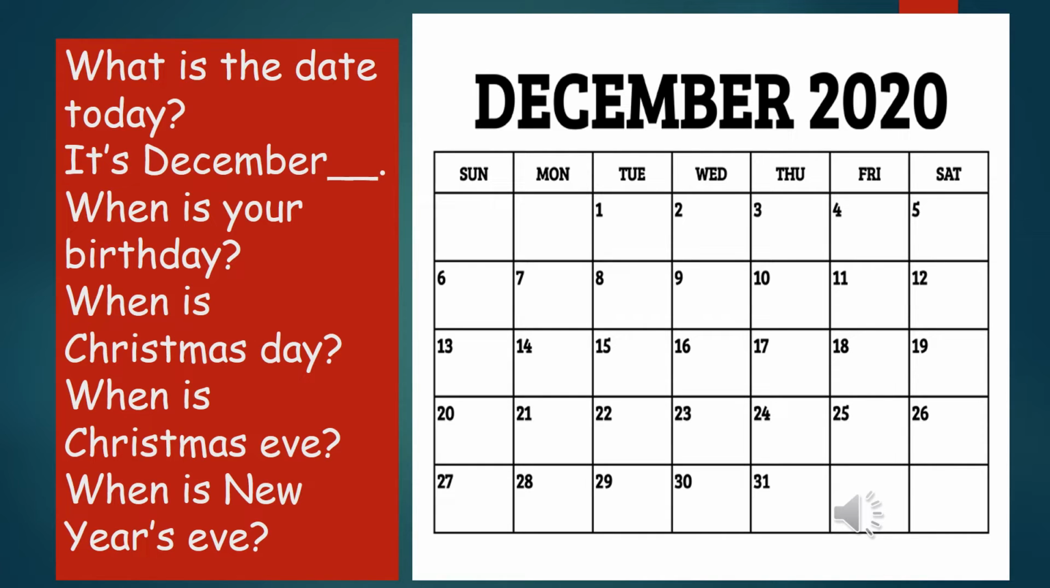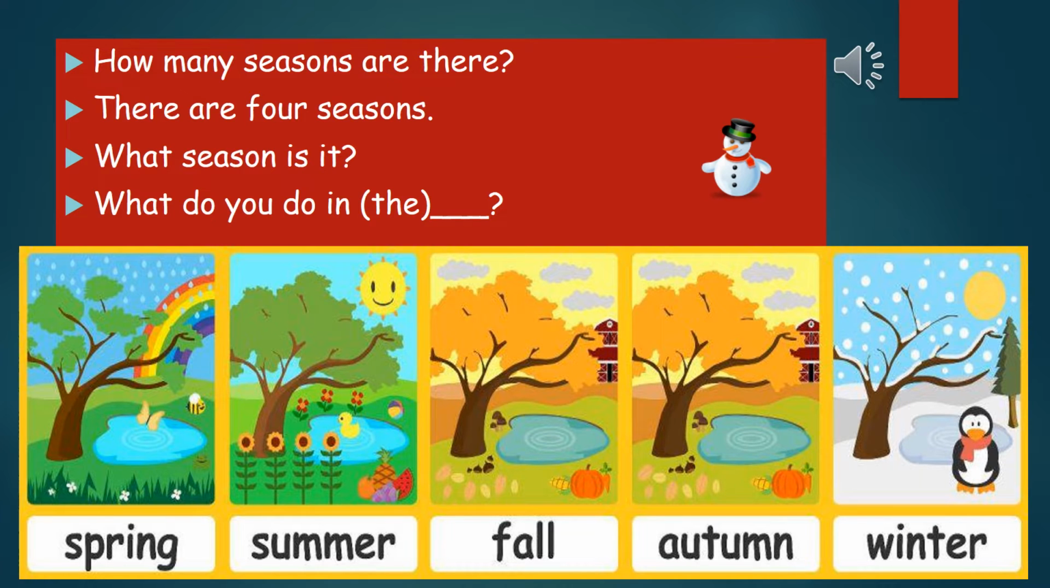To say New Year's Eve in Japanese is omisoka, or you can say oshogatsu no mae no hi. They should answer it like this. It's on December 31st. Slide 8. Ask, how many seasons are there?